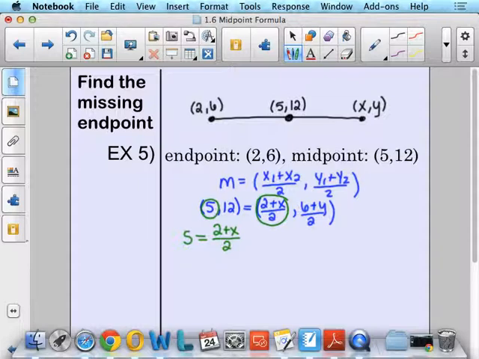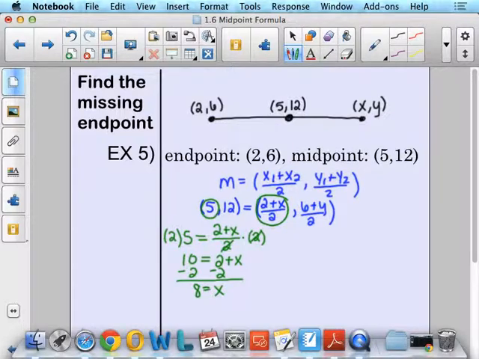To get rid of the 2 in the denominator, I'm going to multiply both sides by 2. On the left-hand side, we have 10. On the right-hand side, the 2's cancel, so we're left with 2 plus X. Now I need X by itself, so if I subtract 2, I get that X is 8.